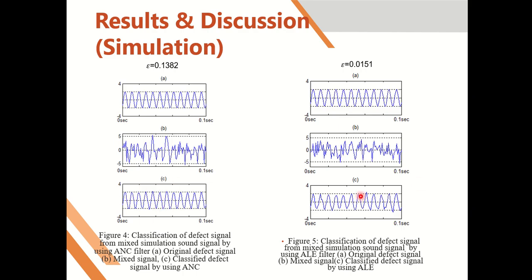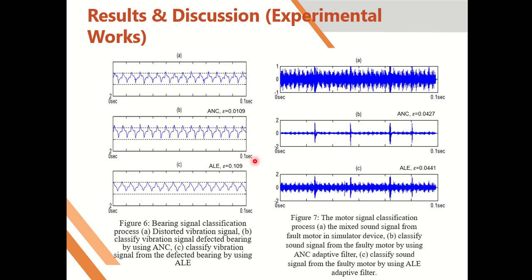Okay, and the same thing goes for the ALE filter. We create the signal and then we mix it up with the noise, and then we filter it out by using the ALE filter, so that we get back our actual signal. Okay, based on this epsilon value, it seems the ALE filter is more efficient compared to the ANC. Okay, so at this stage, we believe that both filters can eliminate or remove the unwanted signal. So we move to the actual signal.